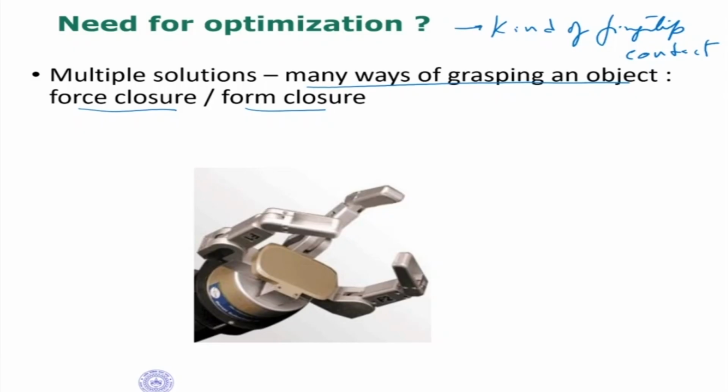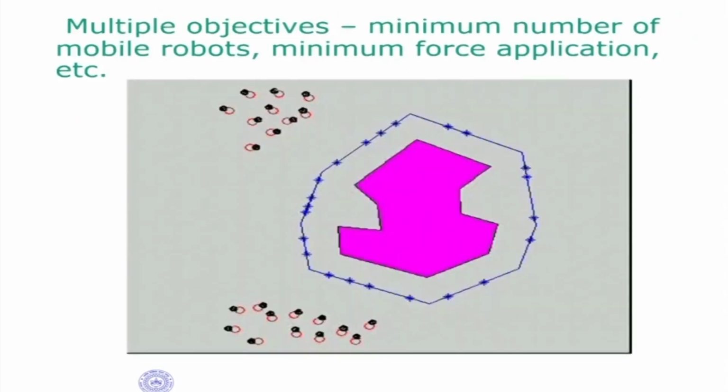So we know that there are multiple solutions. In all these cases we talked about, there are always a very large number of solutions. For example, there are many ways of grasping an object, and many ways by which you can give an object a particular trajectory. So this is what we are trying to look at, and hence there is a need for optimization. Whenever you have multiple solutions, there is a question of optimization. This is something we'll look at in today's class.